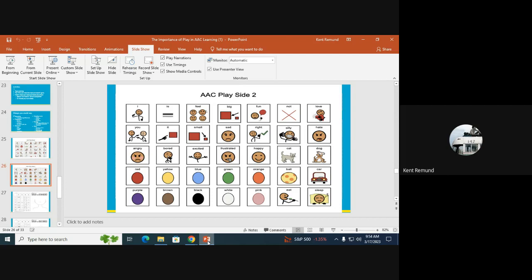We're just going to leave you guys with this. I want you to turn to your partner and tell them one thing you're going to do when you get back to your real job. One thing you're going to do more of, because you're already doing it some, or something new you're going to do to bring more play into your AAC learning. So turn to your partner.